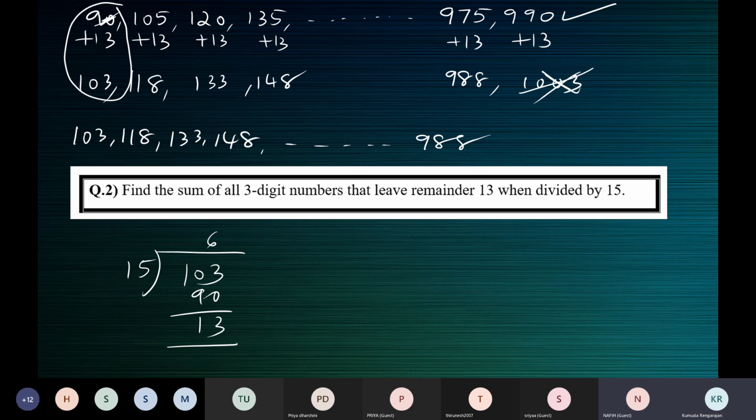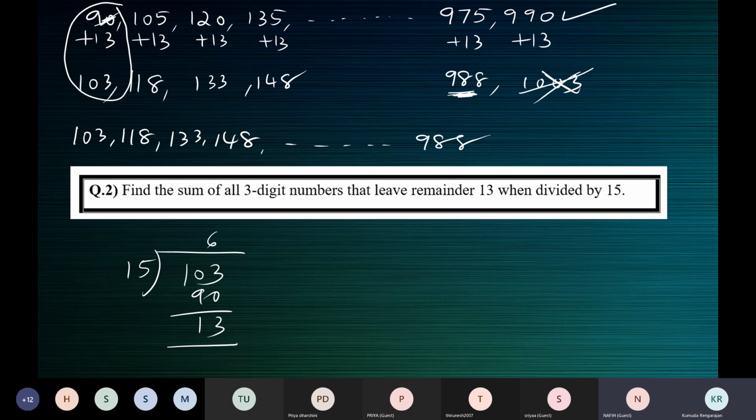Now we know that this is the last 3-digit number that leaves remainder 13 when divided by 15, because after this is 1003, which is a 4-digit number. You need to check the first number also. Last one, we are sure this is the last one. What about the first one? 118. So go back, 105, take the previous number 90, add 13, it is 103. It is a 3-digit number that leaves remainder 13 when divided by 15. So you should take this also. So the AP starts from 103, not 118, 103. This is the AP.